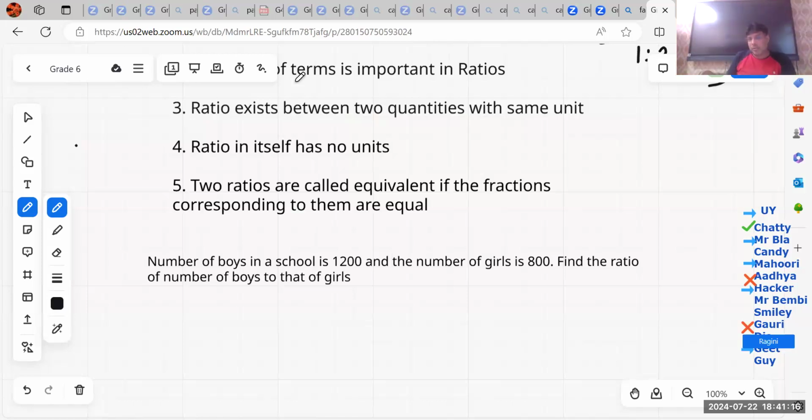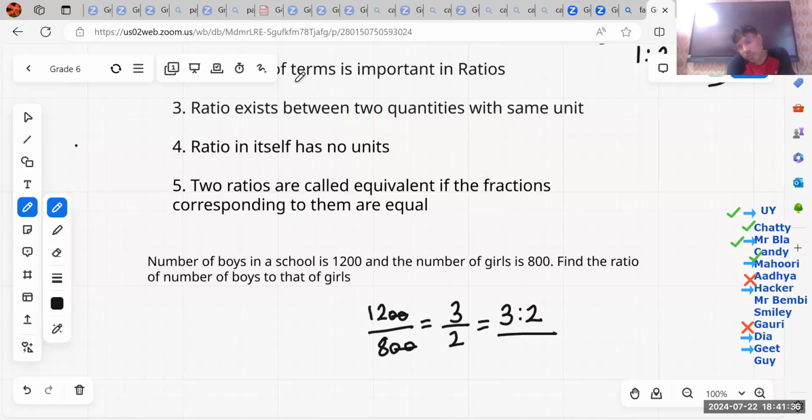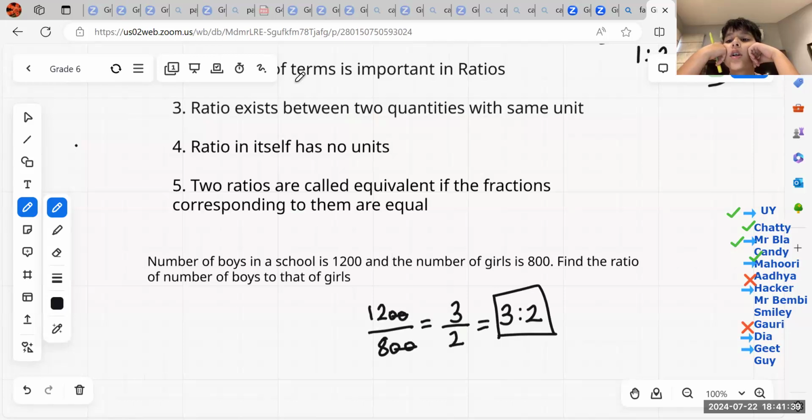All right, this is the first question. So I'll explain it. Number of boys is 1200. Number of girls is 800. So I can write 1200 upon 800. Then I can simplify. This will become 4 3s are 12, 4 2s are 8. The ratio will be 3:2. So the ratio of boys to girls will be 3:2. Everyone understood?